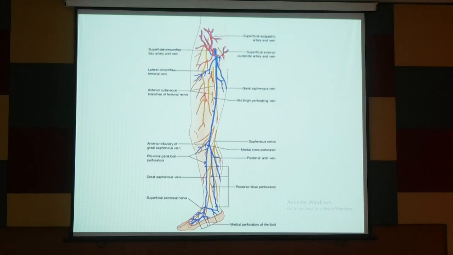Now here's another beautiful picture showing the saphenous vein, and this is the mid-thigh perforating vein. This is around the knee joint, the gastrocnemius perforator, and the posterior tibial perforator, and the medial perforator of the foot.